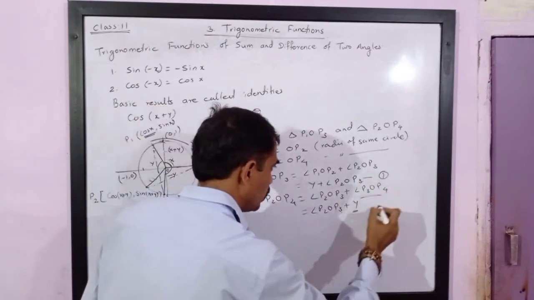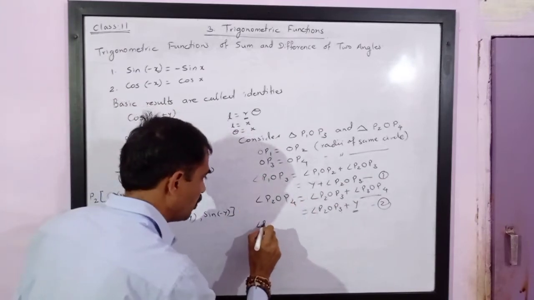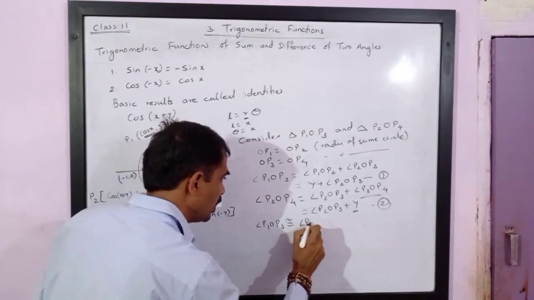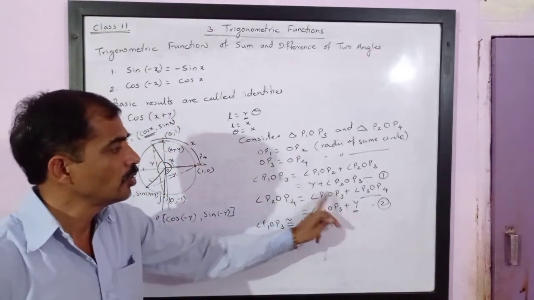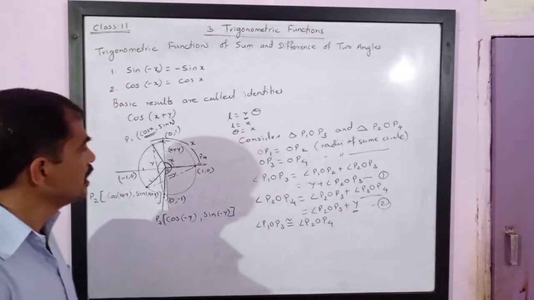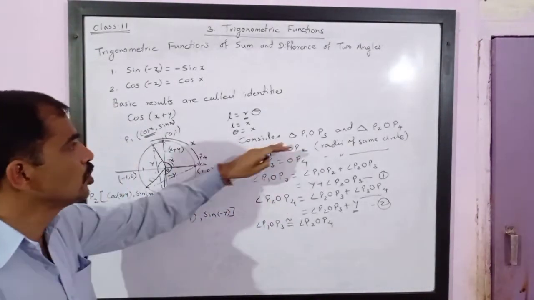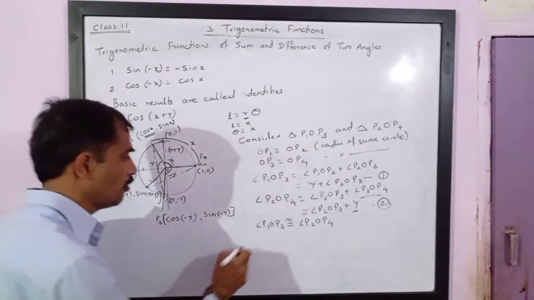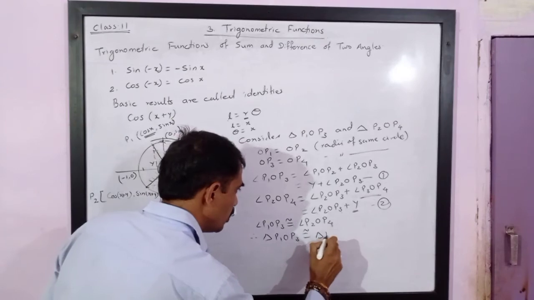So from 1 and 2, both RHS are the same, it means LHS must also be the same. Therefore angle P1O P3 must be congruent to angle P2O P4. Please note, in order to prove the triangles congruent, I have taken only angles and I have not considered the direction, hence it is positive. So here I have got this angle is congruent and sides are congruent. It means these two triangles are congruent by SAS test. Therefore I have got triangle P1O P3 is congruent to triangle P2O P4.